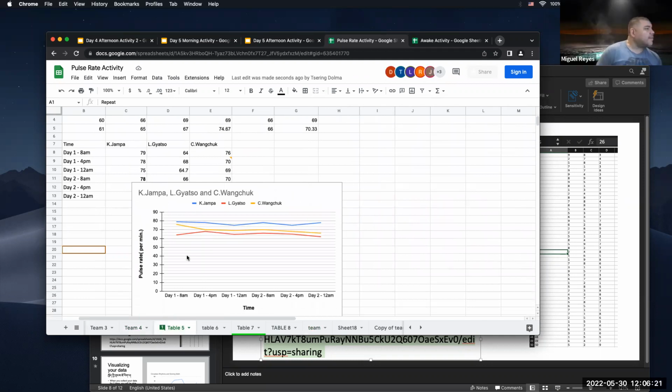Okay, how about at table five? We have Jampa, Gyatso, Wanchuk. Three people did this one together. So do you want to talk about some of the differences here? It's interesting because now all three lines never meet, right? They're all different from each other, even though all three of them have slight fluctuations.